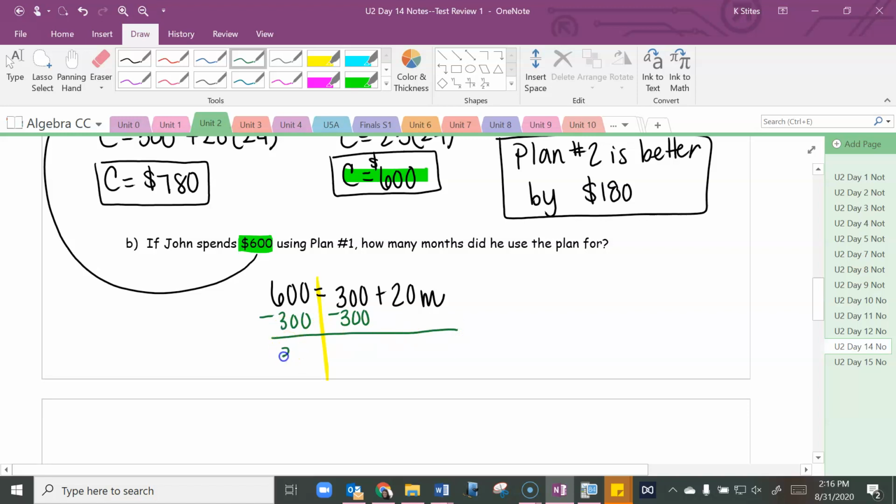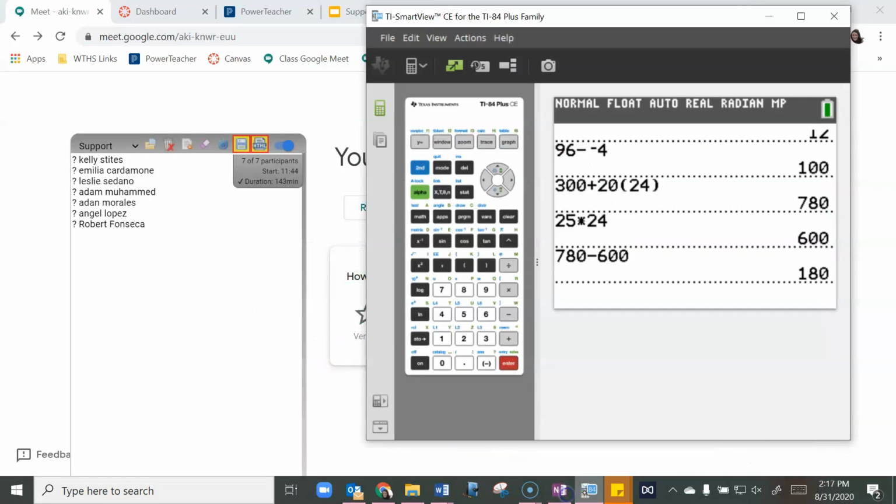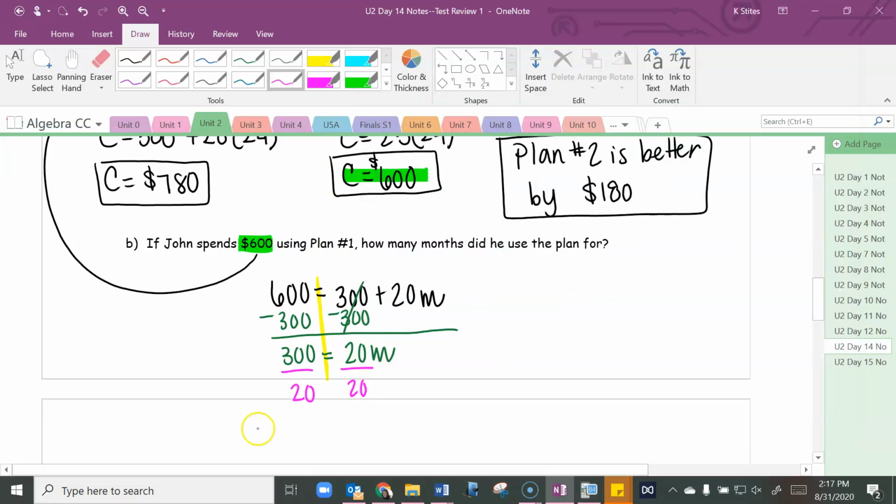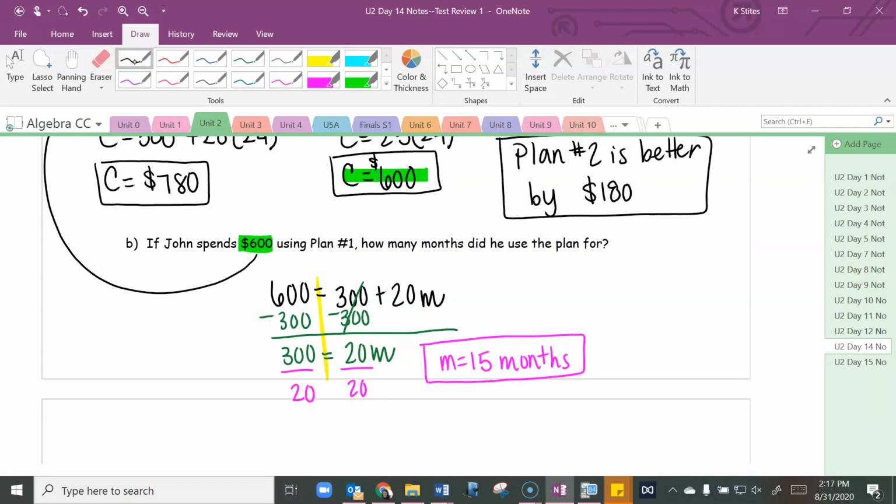600 minus 300 is 300 equals 20m, and then finally divide by 20 on both sides. So we'll do, there it is, 300 divided by 20 is 15. So that's 15 months. And there you go. That means that if he used the plan for 15 months, he spent $600.